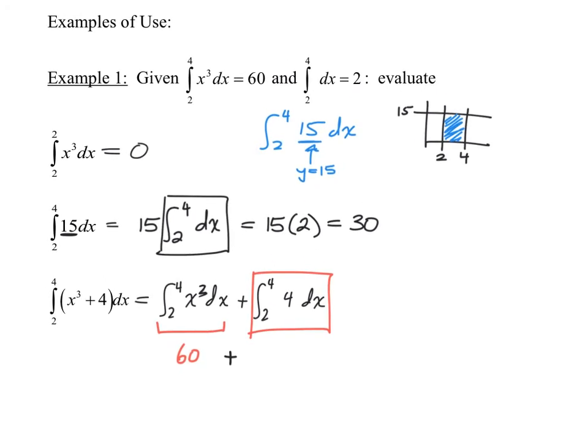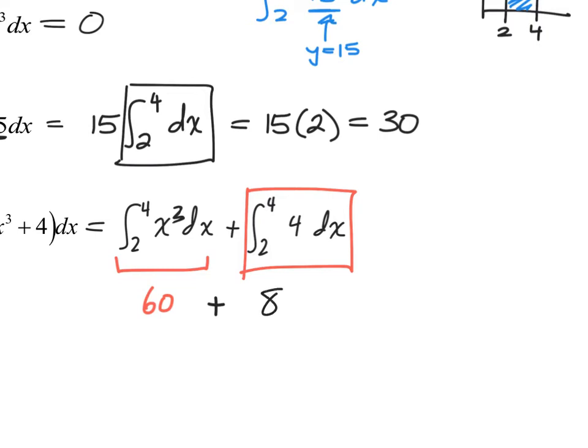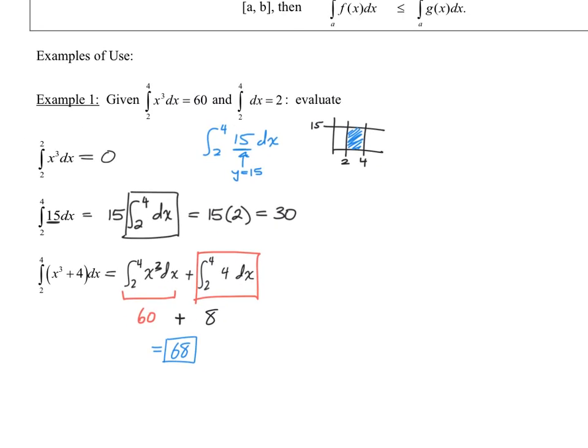What's this bad boy going to be? 8. 8. Yeah, because difference between the bounds multiplied by the integrand. Okay. So we have 68. All right.